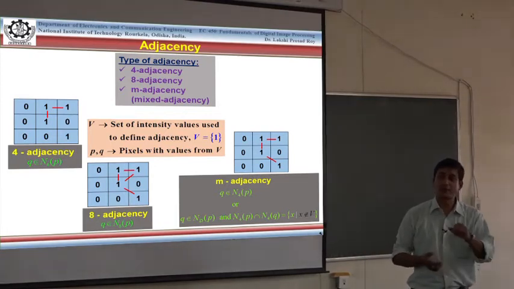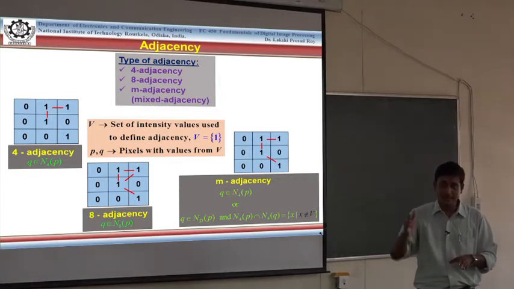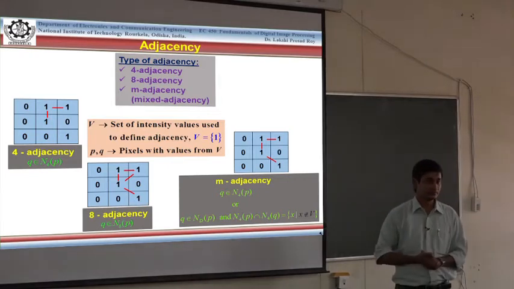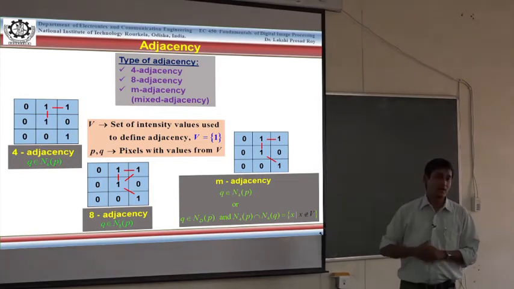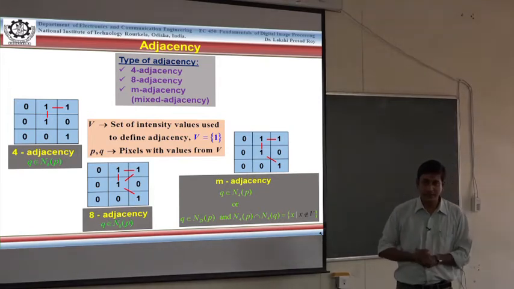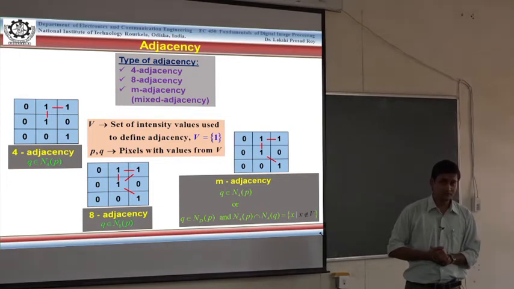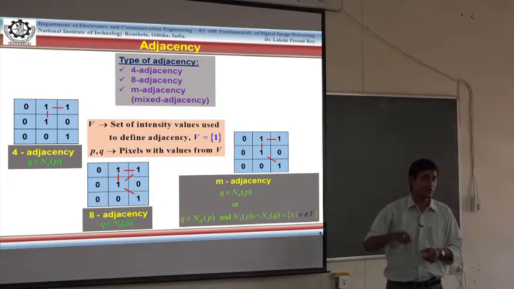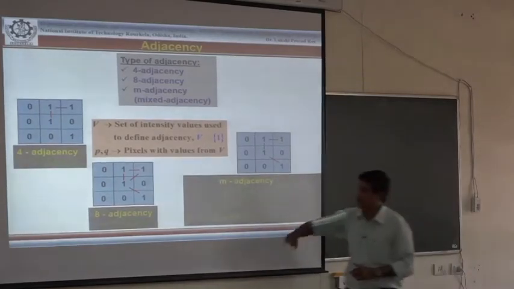Diagonal zeros are not allowed to be considered for checking. Why? Because I am talking about 4 path or N4, where only horizontal and vertical movement is allowed. That's what an N4 neighbor is. But the scenario could be different if I would consider 8 neighbors. In that case, I will consider all who are there.